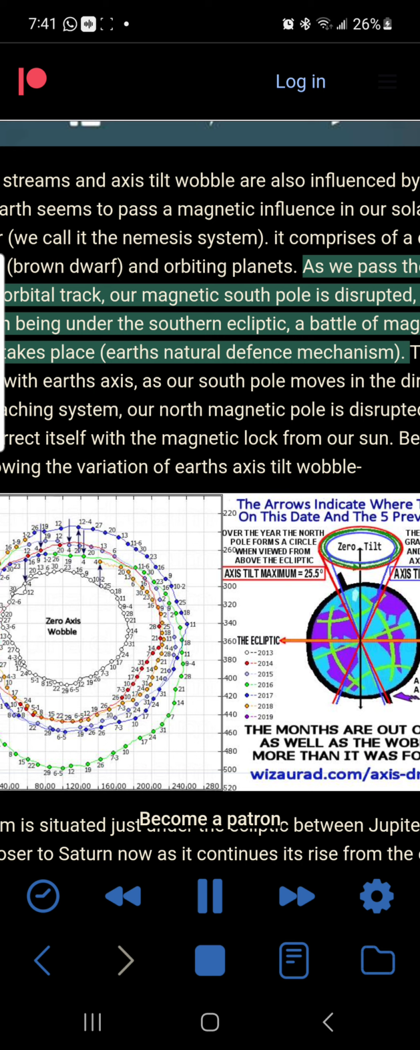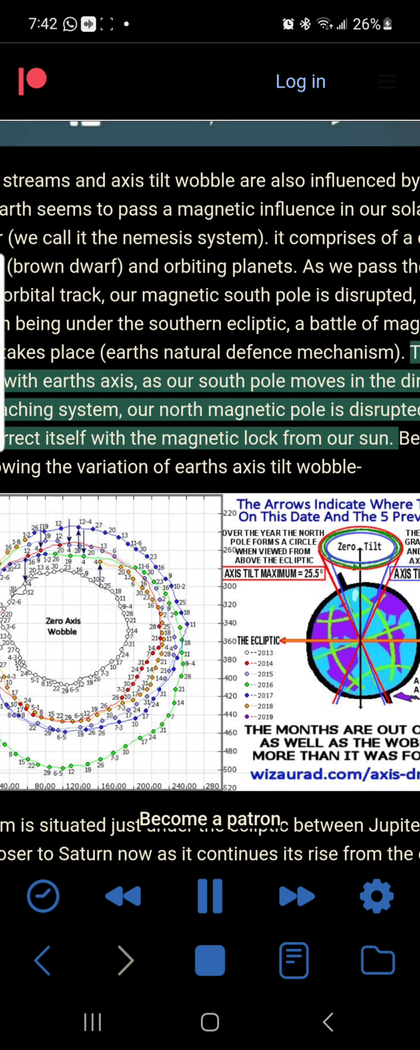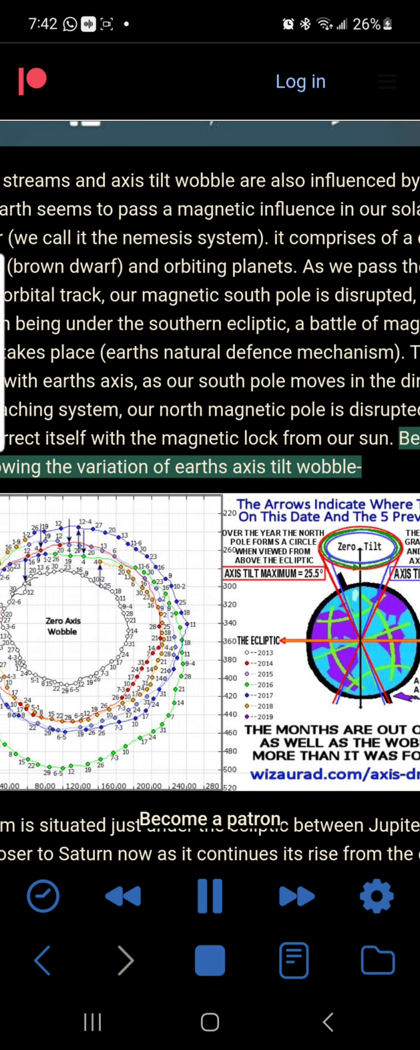As we pass the system on Earth's orbital track, our magnetic south pole is disrupted. Due to the system being under the southern ecliptic, a battle of magnetic repulsion takes place, Earth's natural defense mechanism. This alone interferes with Earth's axis. As our south pole moves in the direction of the approaching system, our north magnetic pole is disrupted and tries to correct itself with the magnetic lock from our Sun. Below is a graph showing the variation of Earth's axis tilt wobble.